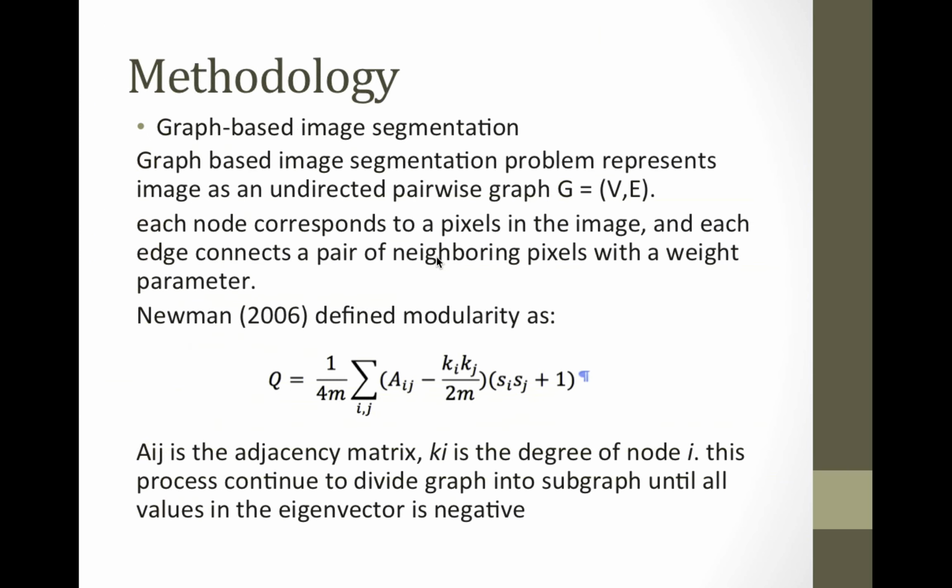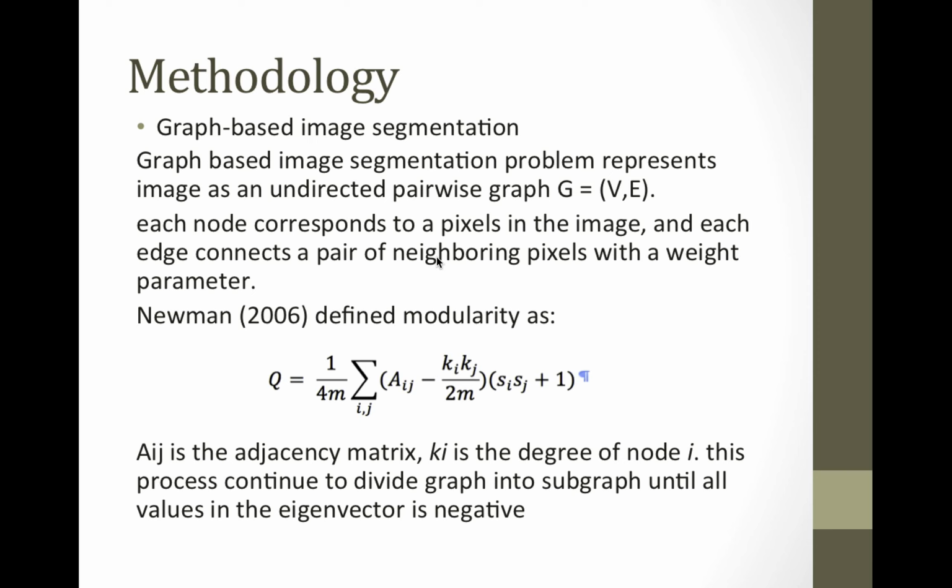So next I will talk about methodology. First I will talk about graph-based image segmentation. For graph-based image segmentation, people usually represent an image as an undirected pairwise graph. In the graph, each node corresponds to a pixel in the image, and each edge connects a pair of neighboring pixels with a weight parameter. In 2006, Newman defined modularity as the following function. In this function, Aij is the adjacency matrix and ki is the degree of node i.